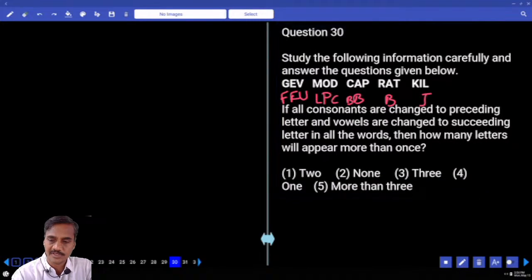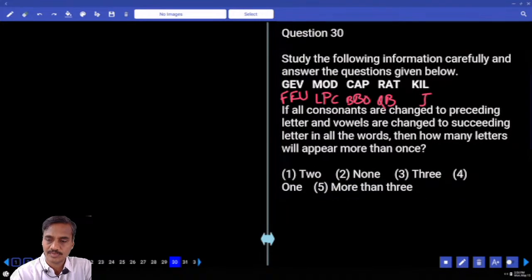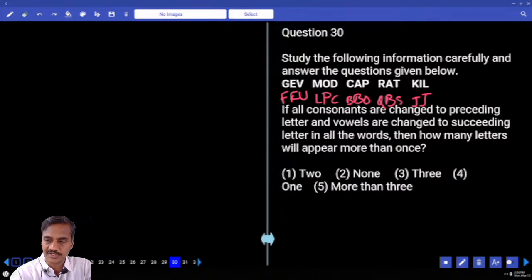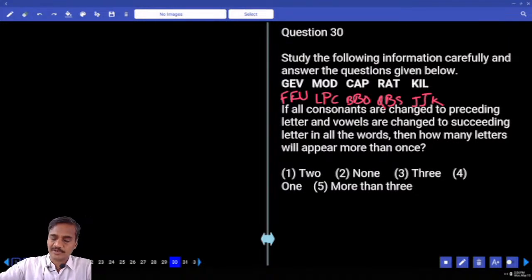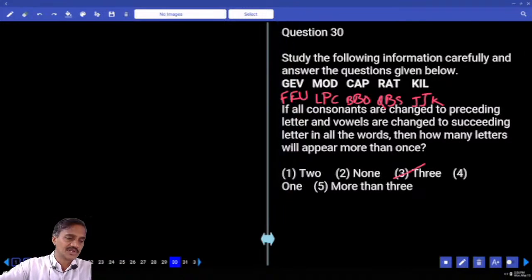Now this is B, O, and this is Q, S. Now this is J, and this is K, J, J. Then how many letters will appear more than once? F appeared once, and B appeared twice, and J appeared twice. And there are 3 letters that appeared twice, so it is choice 3, question number 30.